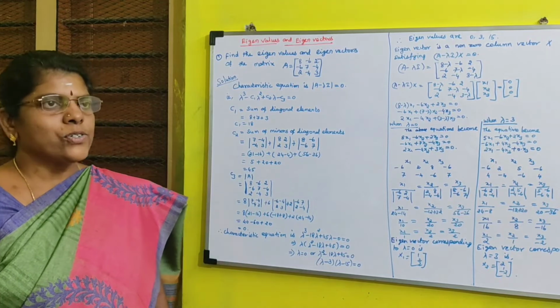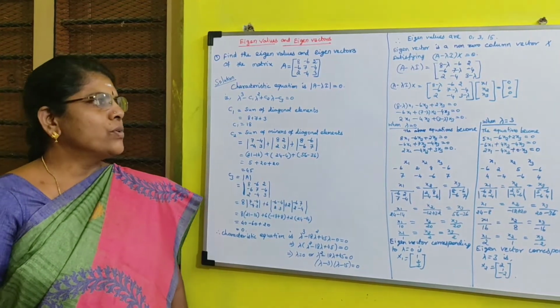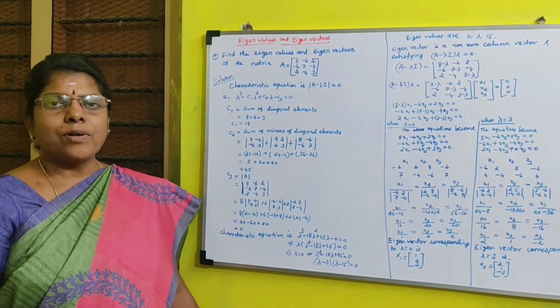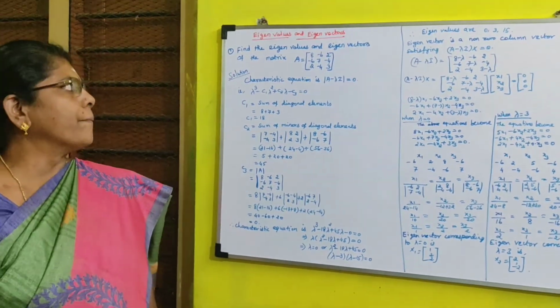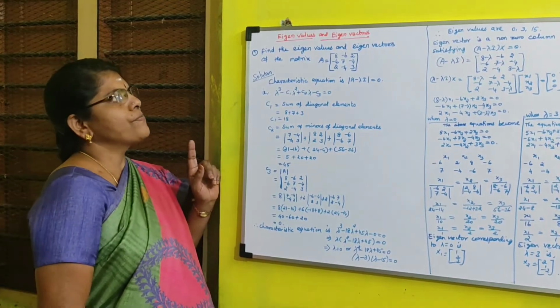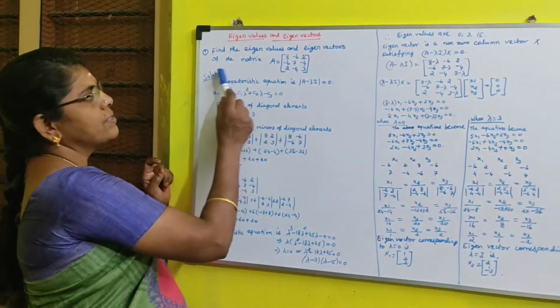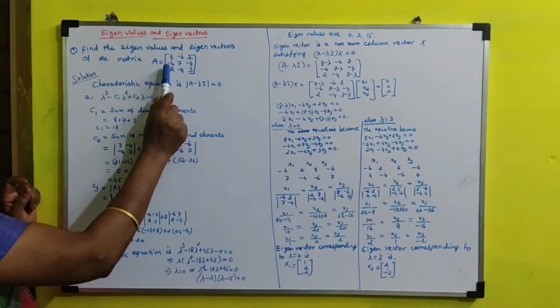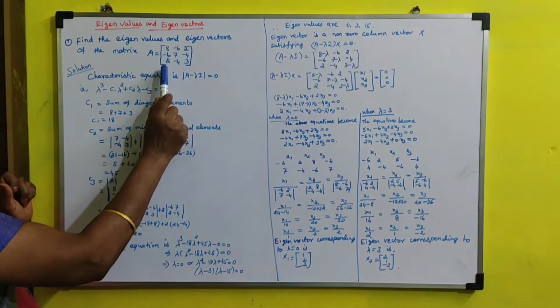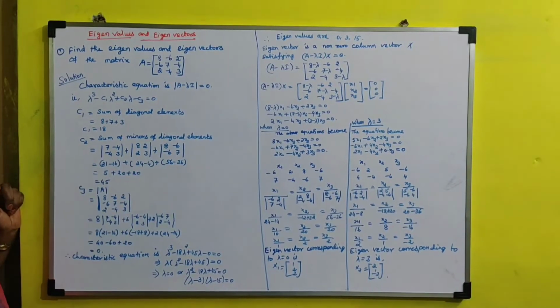Welcome to RS tutorial. In this video, we are going to see an important problem in matrices, that is the eigenvalues and eigenvectors problem. The problem is: find the eigenvalues and eigenvectors of the matrix A equal to [8, -6, 2; -6, 7, -4; 2, -4, 3].